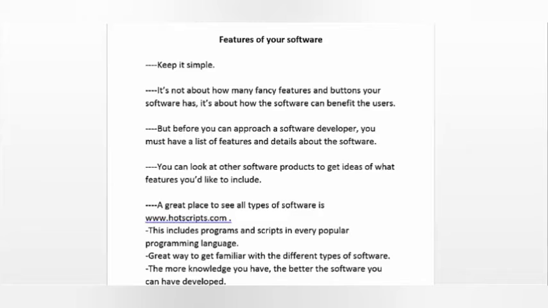Okay, so to get ideas, you can look at other software products in a similar industry. Also, you can go to a website called hotscripts.com. This site includes programs and scripts in every popular programming language. So this is a great way for you to get familiar with the different types of software out there. You can also read the reviews for the various software products on that site. Basically, the more knowledge that you have, the better the software you can have developed.